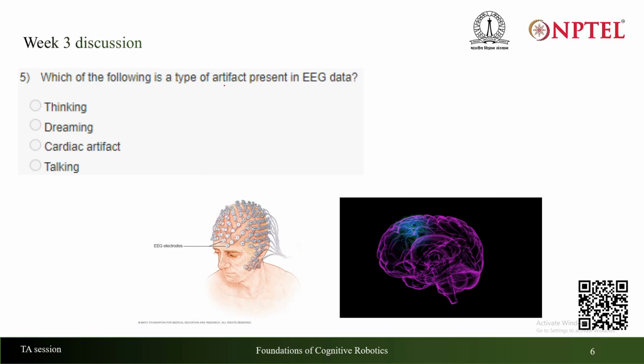Now an artifact is basically any other electric signal that is picked up by these electrodes other than the activities of the brain. So you have 4 options: thinking, dreaming, cardiac artifact, talking. Among these, an electric signal is only generated from a cardiac artifact, and hence that is the right answer. There can be other types of artifacts also, like a pulse, etc., but for this question, cardiac artifact is the right answer.